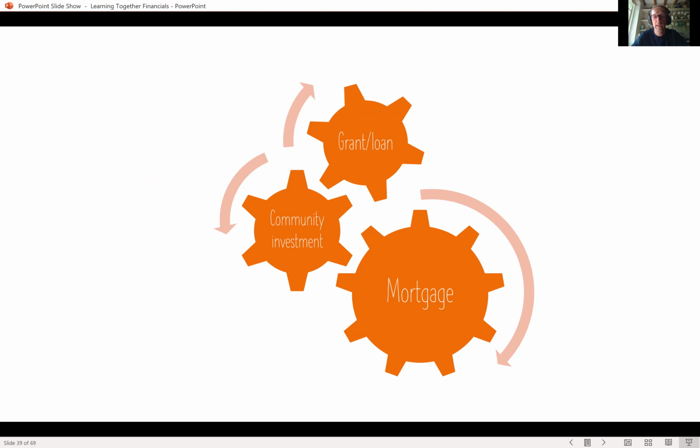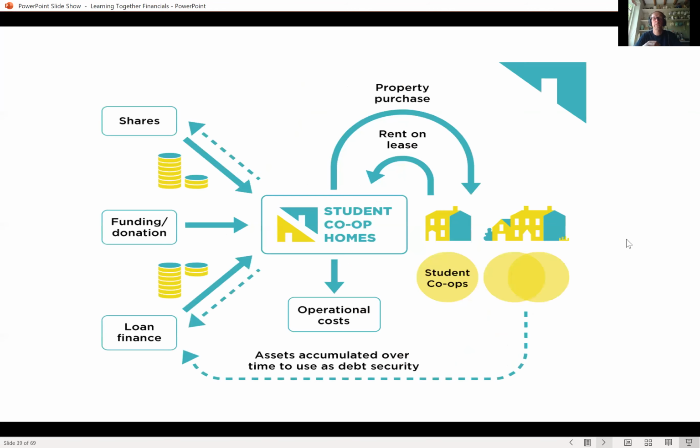And again, it's mortgage, community investment, grant, loan, a similar sort of picture. But the parent organisation, as you can see from this graphic, is managing the relationship, is managing the financial support and bringing the money in and managing the property and working with individual student housing co-ops and supporting them in running their individual different projects. So they will purchase the property and then get rent back to finance their debt repayments and any other costs associated with that management model.